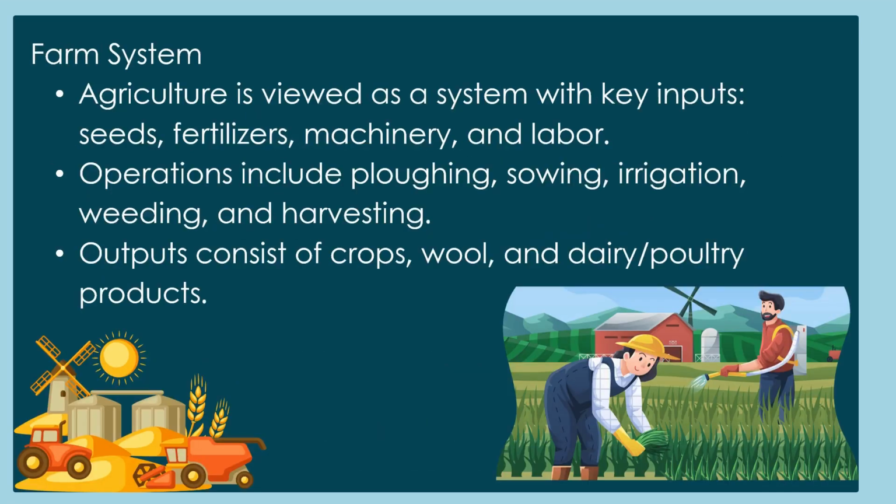Farm system. Agriculture is viewed as a system with key inputs as seeds, fertilizers, machinery and labor. Operations include plowing, sowing, irrigation, weeding and harvesting. And the outputs consist of crops, wool and dairy or poultry products.